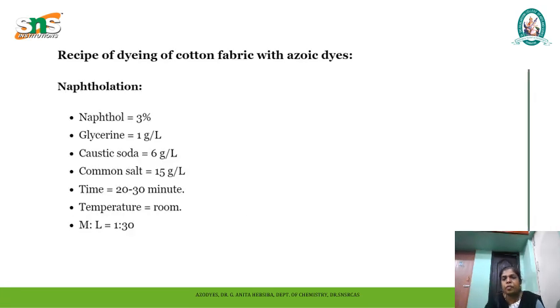Let me explain the recipe of dyeing of cotton fabric with azoic dyes. As I told you earlier, there are two steps. First one is naphtholation. Here we take 3% of naphthol with glycerin 1 gram per liter, which is used as a stabilizing agent, and caustic soda to maintain alkaline medium. 15 GPL common salt is used as an exhausting agent, and then the time taken for naphtholation is 20 to 30 minutes, and the temperature is room temperature. Material to liquor ratio is maintained as 1:30.